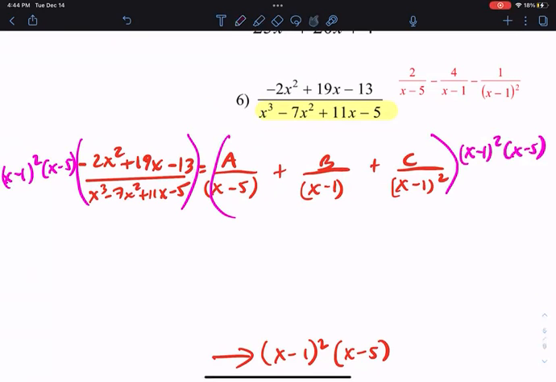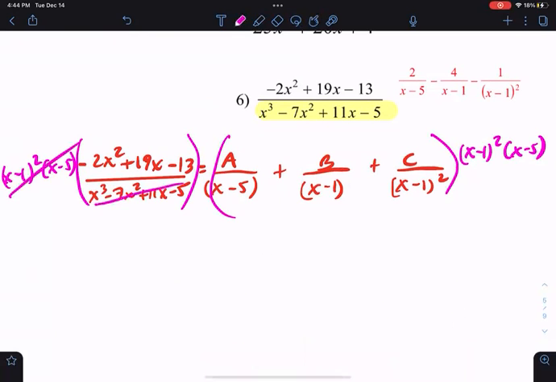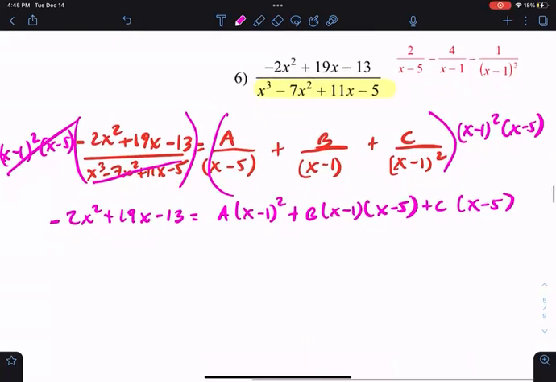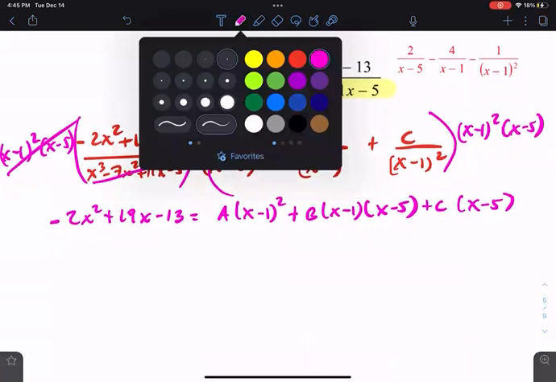Okay, so if you do that, this disappears. You get -2x squared plus 19x minus 13 equals A times x minus 1 to the second plus B times x minus 1, x minus 5 this time, and C is going to be just x minus 5. So now you need to set up the problem, right? So let's see, let me put that in green.